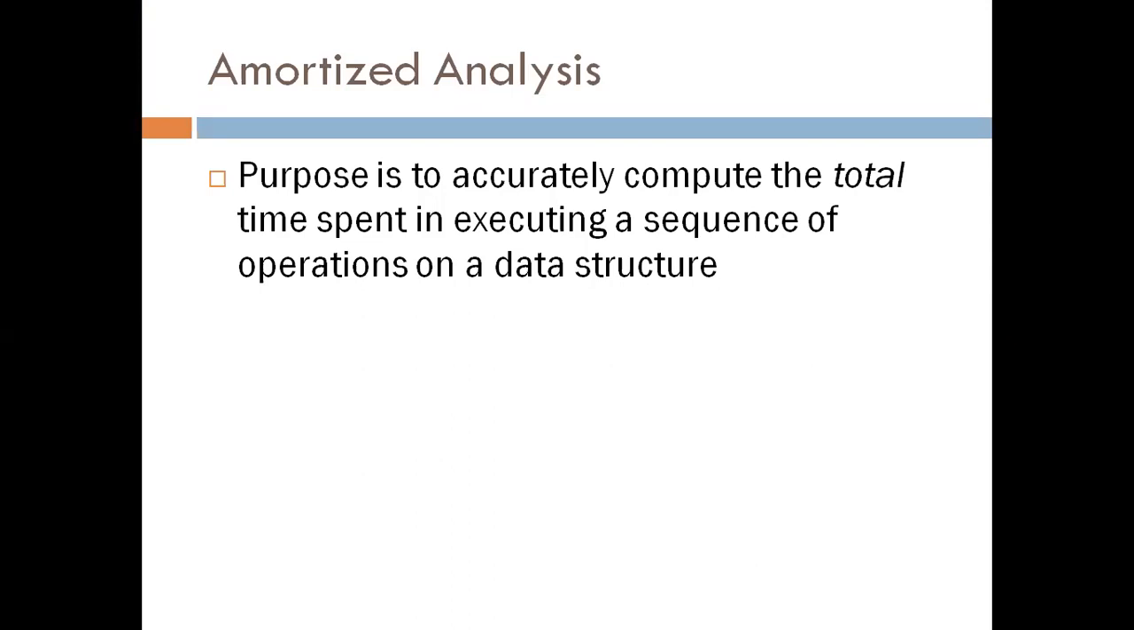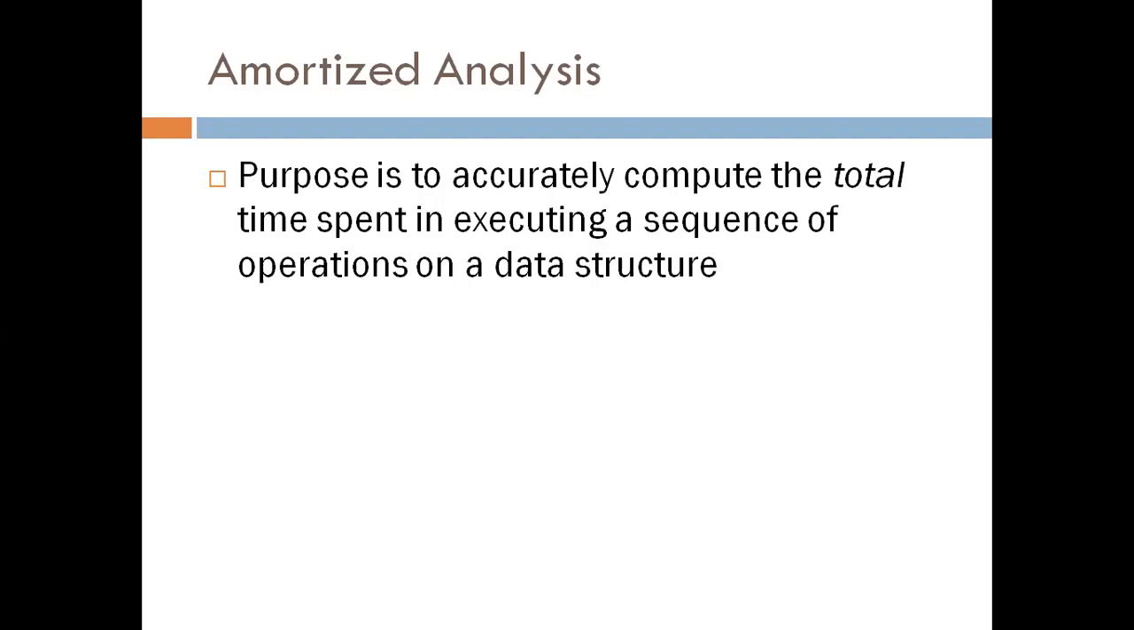Okay, while a particular operation in a sequence may be expensive, this operation may not occur often enough to make the average cost expensive. An amortized analysis guarantees the average performance of each operation in the worst case. It determines the average time without the use of probability. Okay, so there is a difference between average case analysis and amortized analysis.